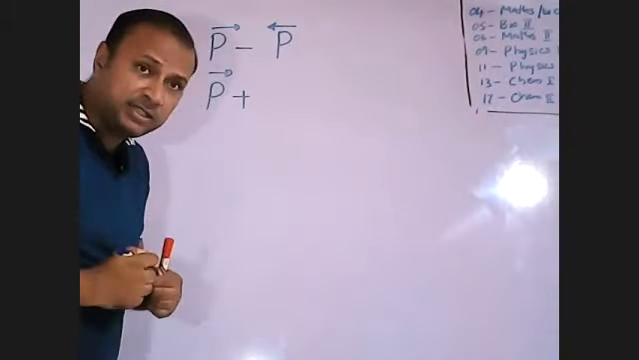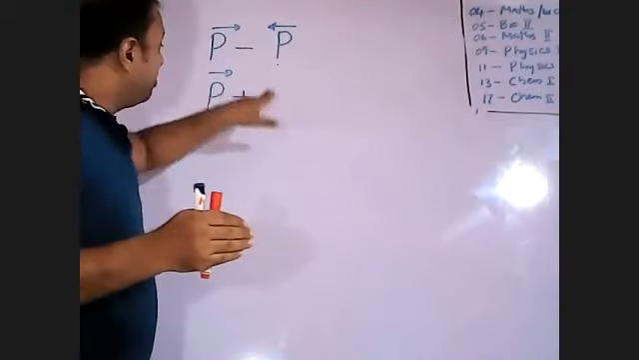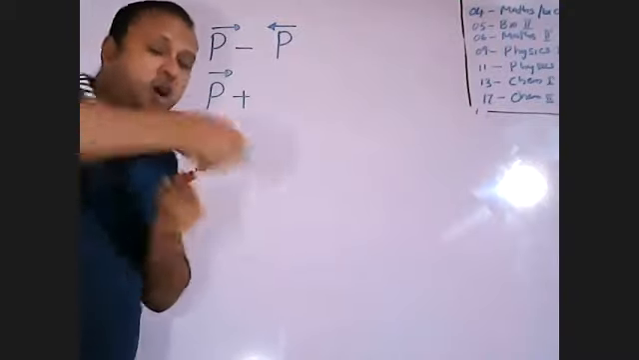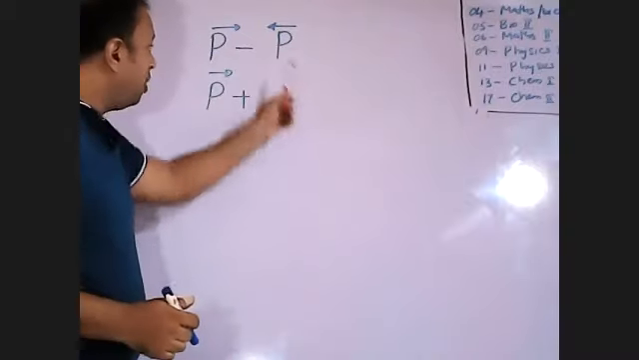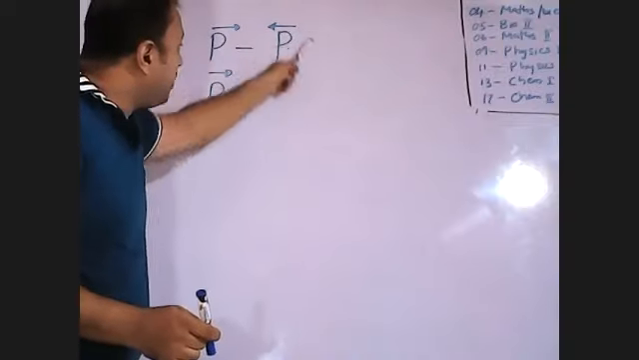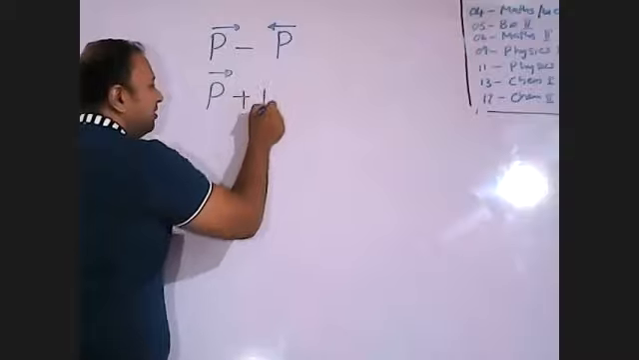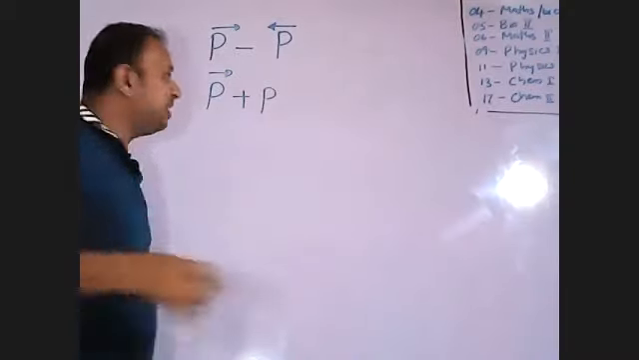How to find the minus vector? The minus vector is the vector which is equal in magnitude, but the direction is opposite to the first vector. So if I take the negative vector of this vector, what will happen? The direction will be reversed.